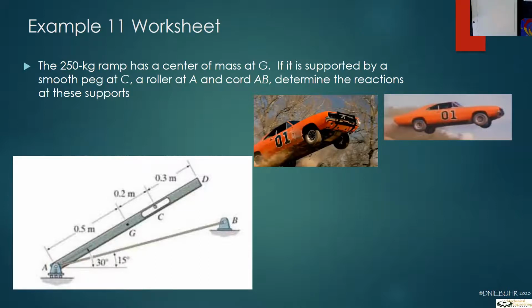So this one, we have the ramp, and we have a force at C. We have a pin at C. And remember when we talked about pins, the only reaction has to be normal to the pin, meaning this pin is going to be pushing normal to the ramp. And then we have the tension on cord AB, and we have the free roller at A, so it's only going to have a vertical.